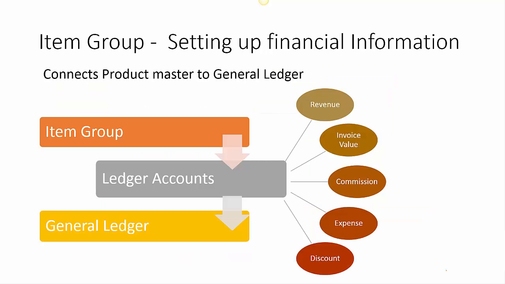Item group also acts as a bridge between the general ledger and the product master. The user can set up the common ledger accounts to track, for example, revenue, discount, expense, commission, and invoice value for a group of products. For now, we will not go into the details of setting up different ledger accounts.